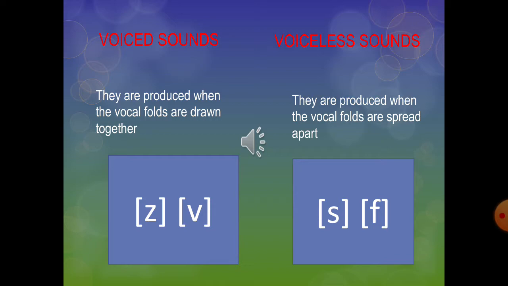In the case of voiceless sounds, they are produced when the vocal folds are spread apart. The air from the lungs passes between them unimpeded. If you produce the sounds S or F, there should be no vibration.